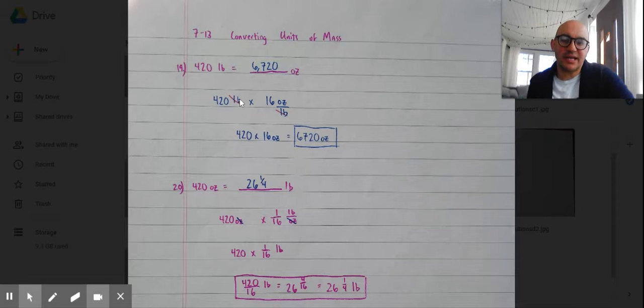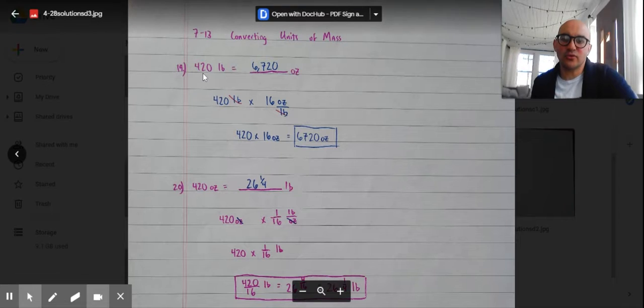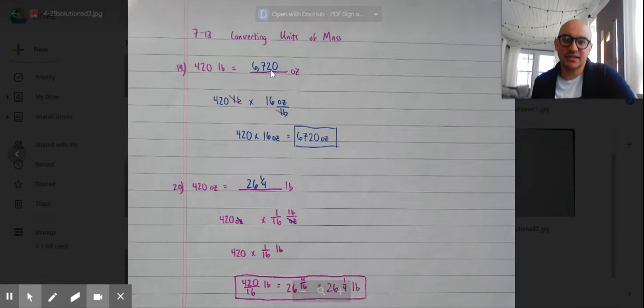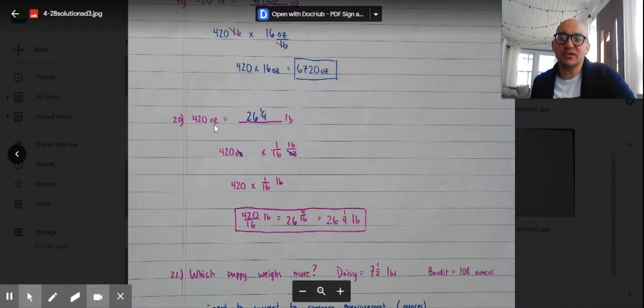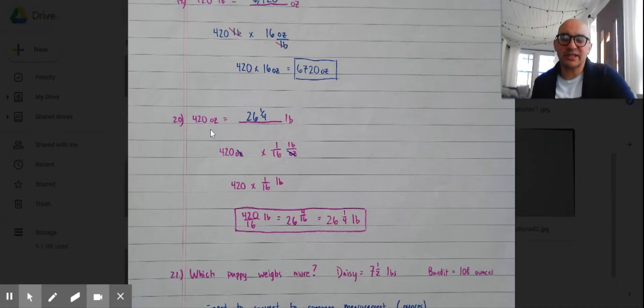Pounds cancel out, that's why I slash those. And now I'm left with 420 times 16 ounces. I pump that into my calculator. I got 6,720 ounces. So 420 pounds equals 6,720 ounces. Okay. Number 20 is very similar. We're just going from ounces to pounds, so we're going in the other direction.